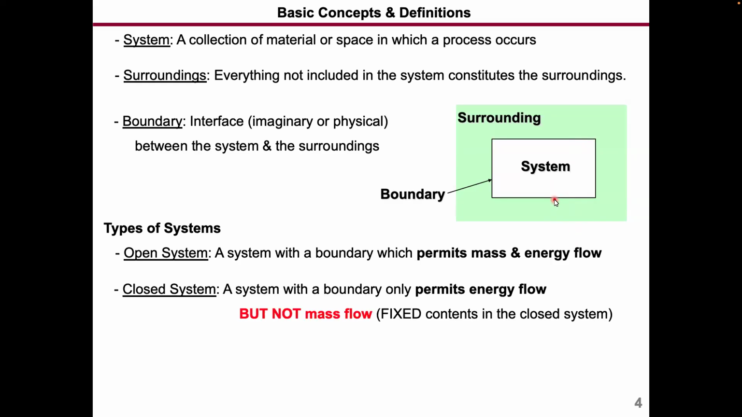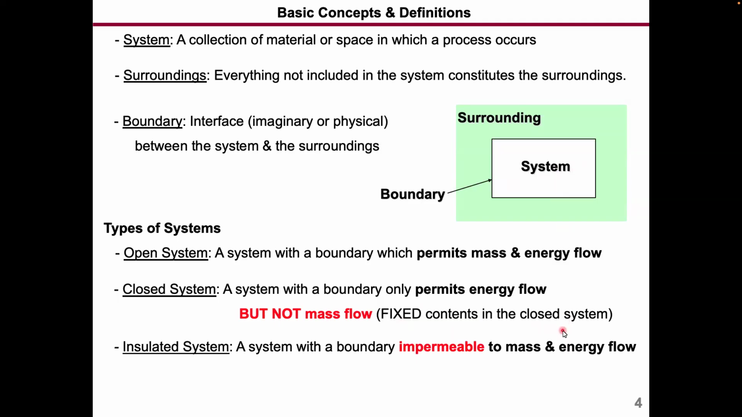Now, a closed system is a system with a boundary that only permits energy flow. So there is no mass flow between the system and the surroundings. So the total number of moles of species inside the system doesn't change, okay? Or their identity doesn't change, meaning that we have fixed contents in the closed system, okay?